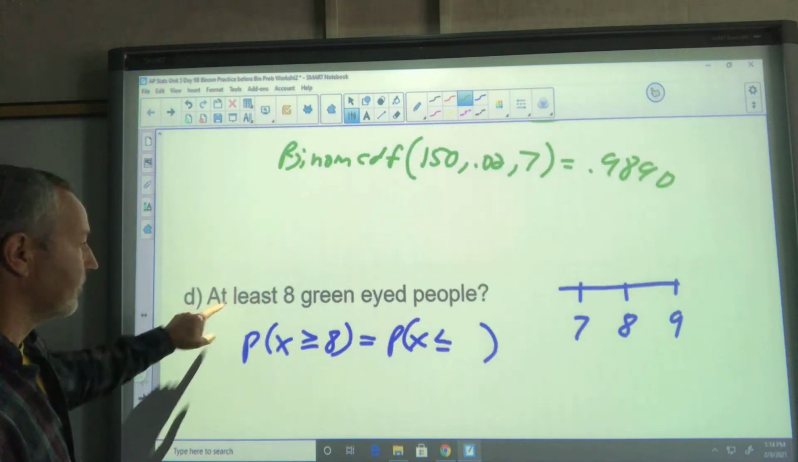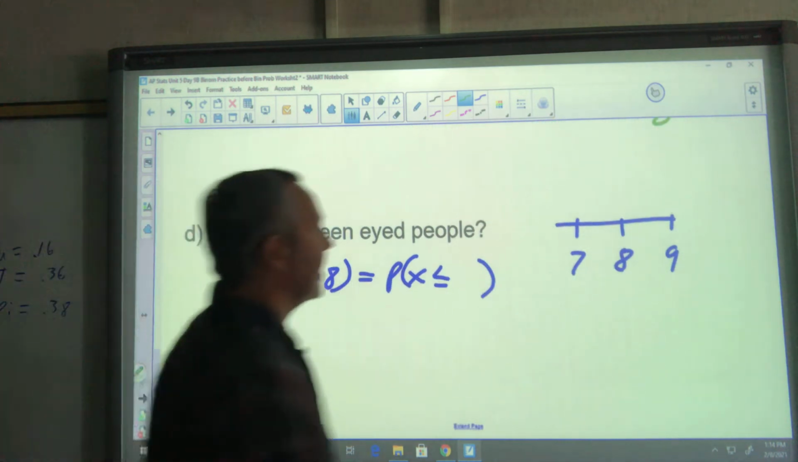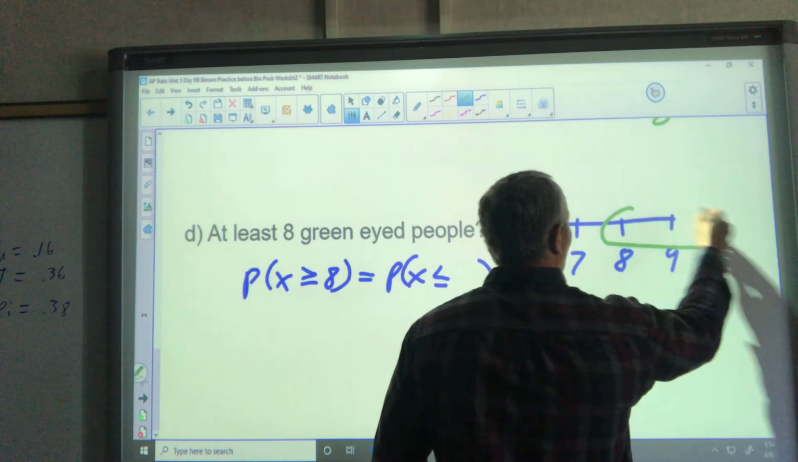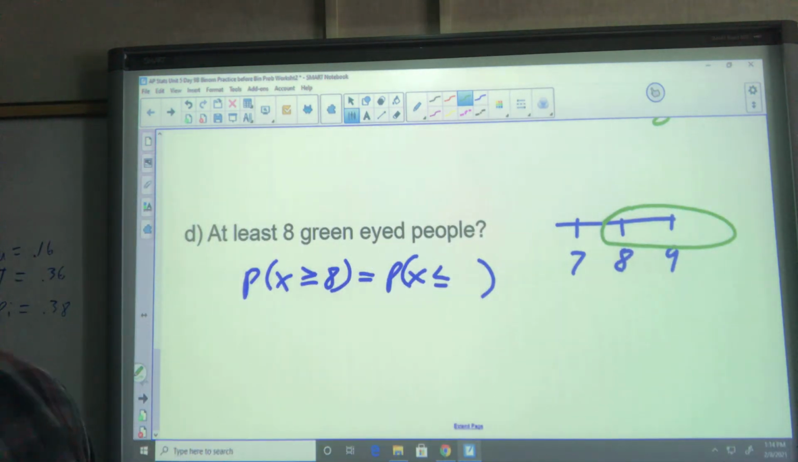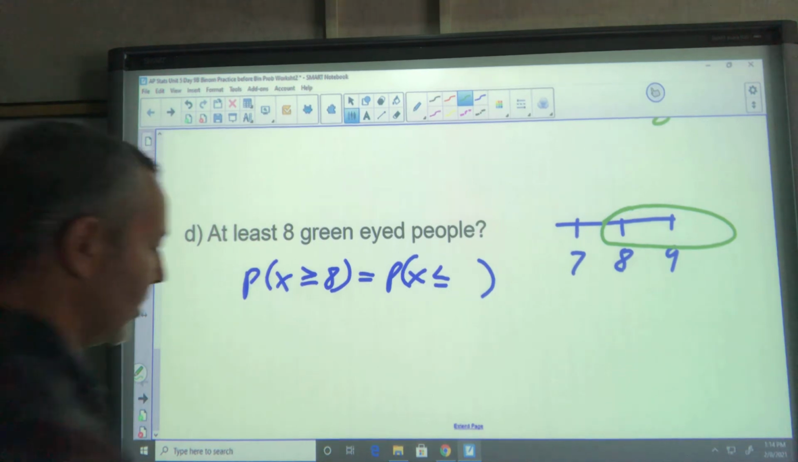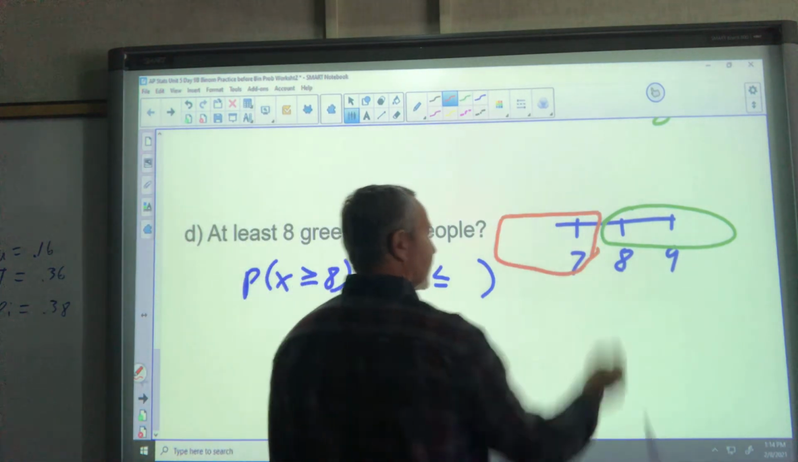Okay, here we go. At least 8 green-eyed people. Now I want 8 or more. And if I said more than 8, it would be 9 or more. My calculator doesn't do that. My calculator only figures out something to the left here.